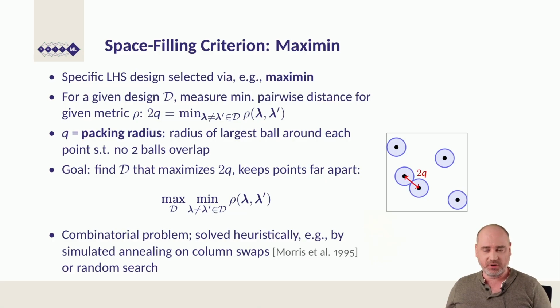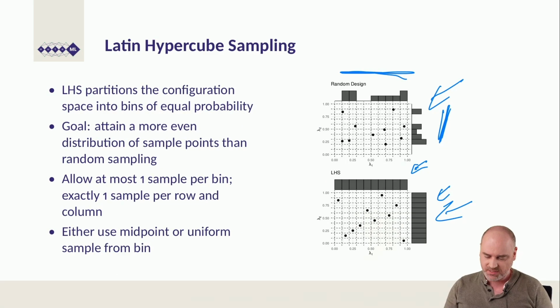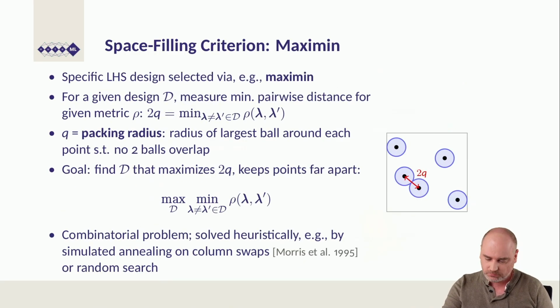You can actually create a lot of these different LHS designs here. Of course, there are lots of plans you can create that have this property of having exactly 1 sample per row and column. So usually you want to have an extra criterion to pick a specific LHS design. And one way to do this is to use the so-called maximin criterion. And that's also quite easy to explain.